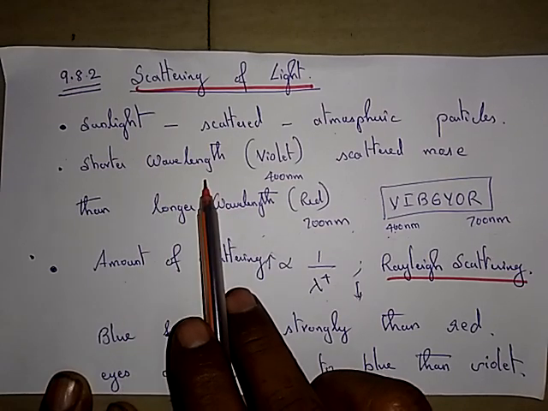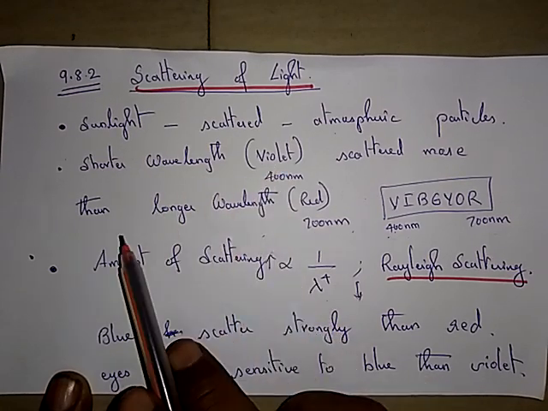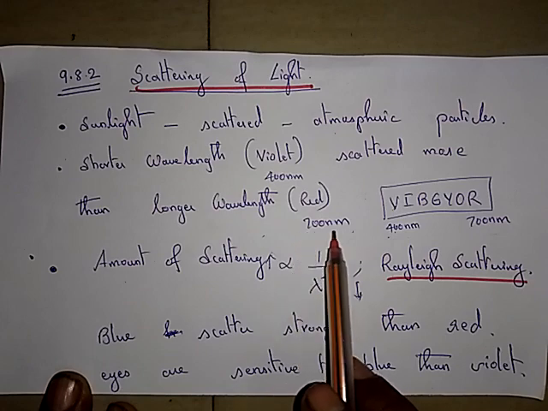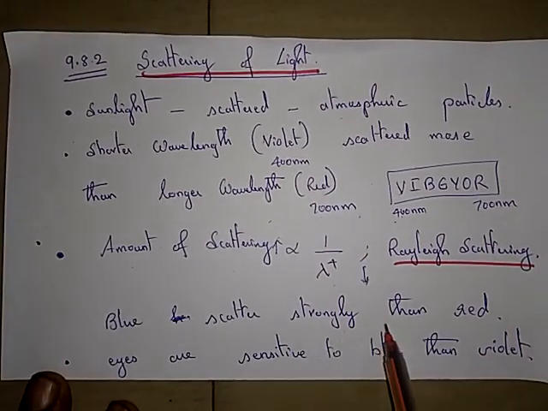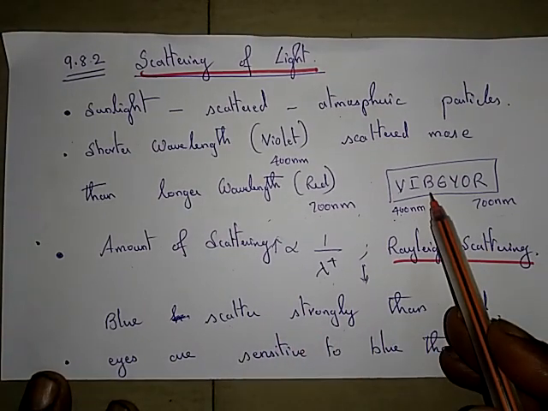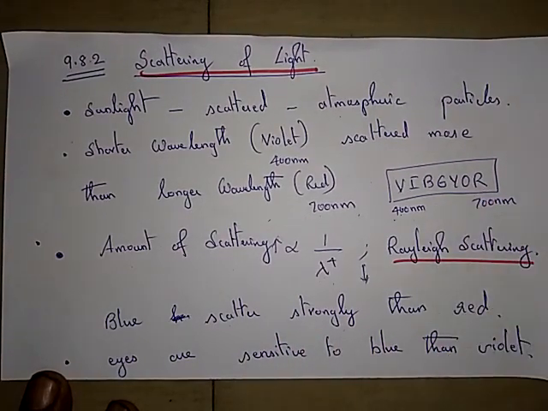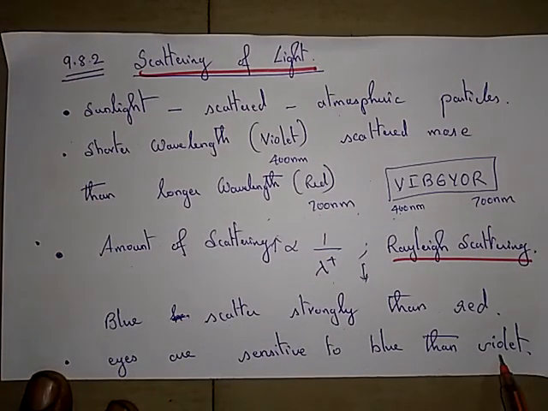So what is shorter wavelength? Usually it is violet. Longer wavelength is red, which is around 700 nanometer. Blue scatters strongly compared to red. Why? Because blue is shorter wavelength compared to red. Our eyes are sensitive to blue more than violet.